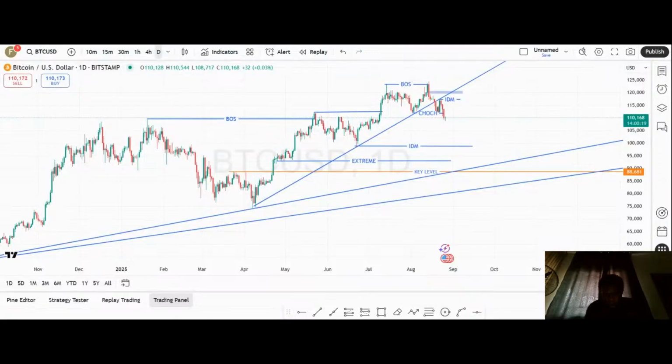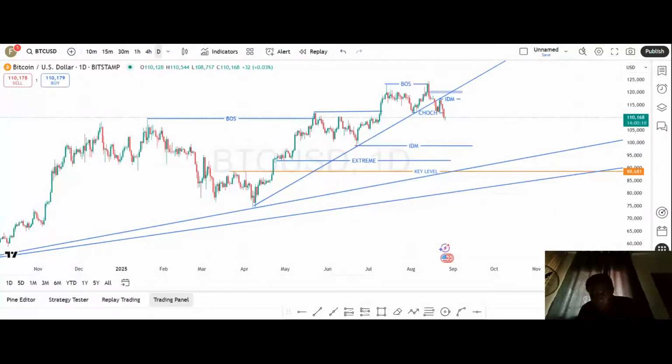Yes, it's good to mark out all these tools. Mark out your key levels. Key levels are very, very important. Let me show you guys the structure on BTC, the key levels.